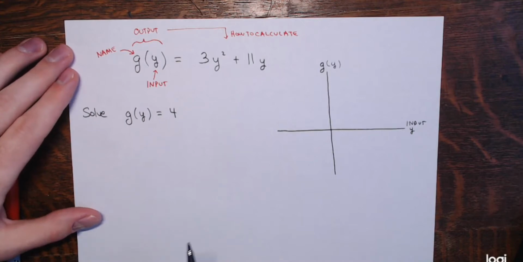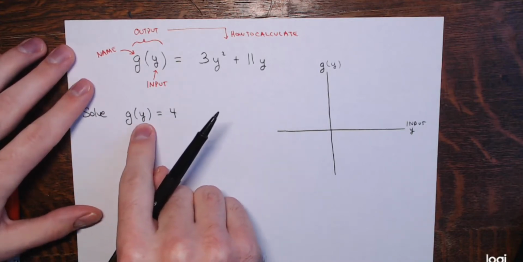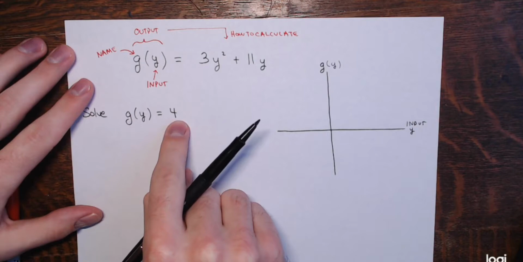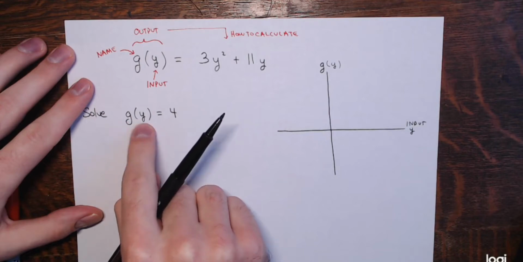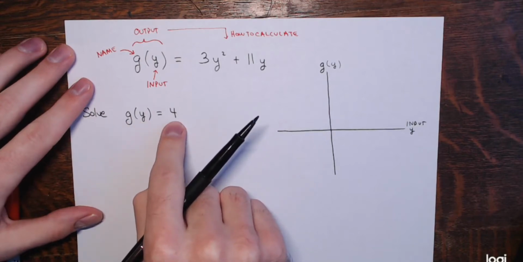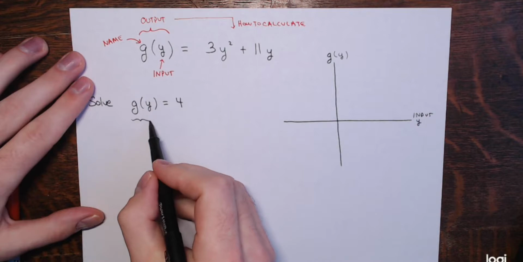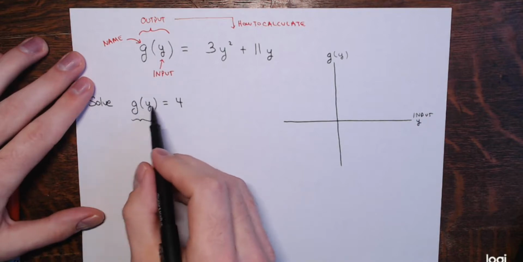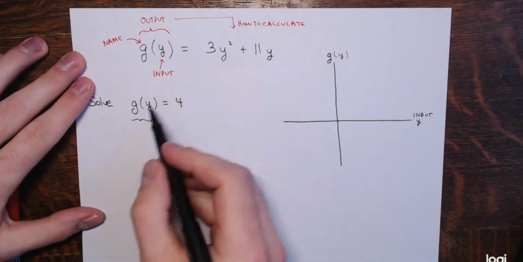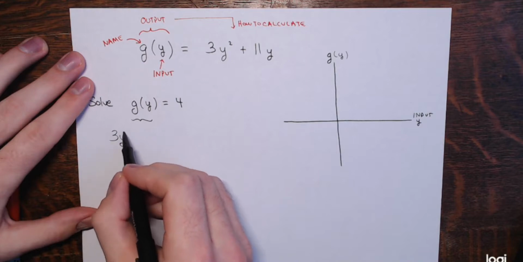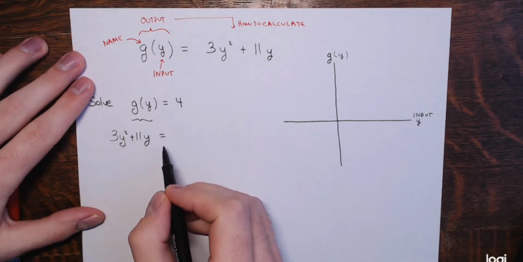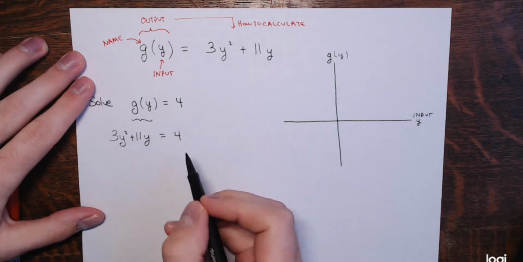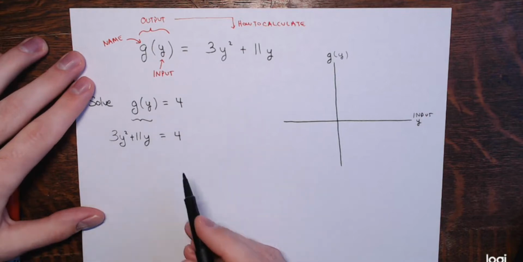So notice we're not given an input. We're given the output. We're given an output of 4 and asked to find what inputs would give me an output of 4. Well, over here, what is g of y? How do we calculate this output? That's 3y squared plus 11y. And we're asked, when is that going to be equal to 4? And now I have a nice quadratic equation to solve.